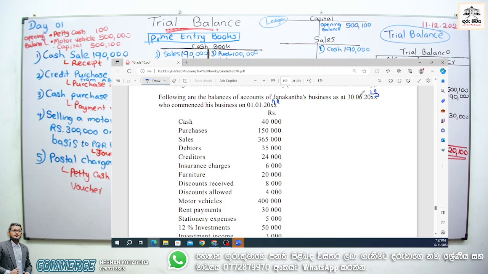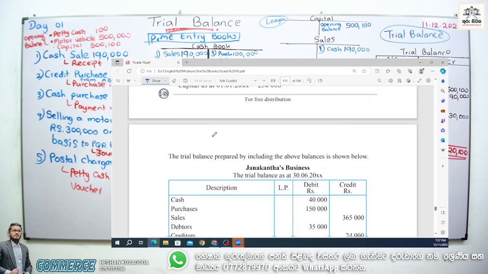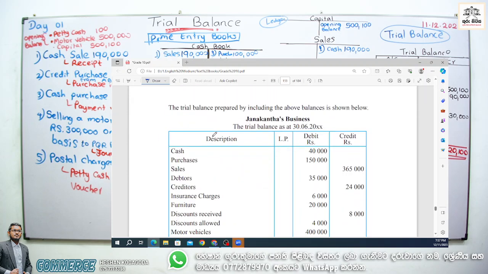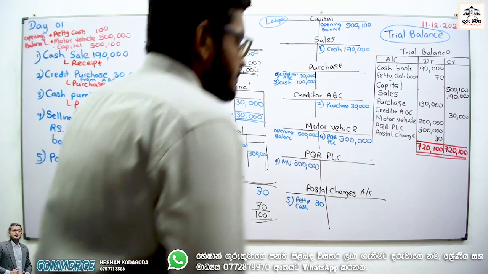These are the first 6-month transactions. You can see. The trial balance prepared by including the above balances is shown below, right? Okay. Before moving to that, I want to tell you about an important thing.